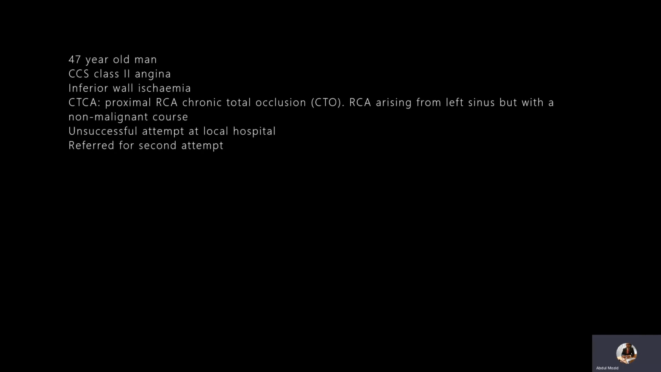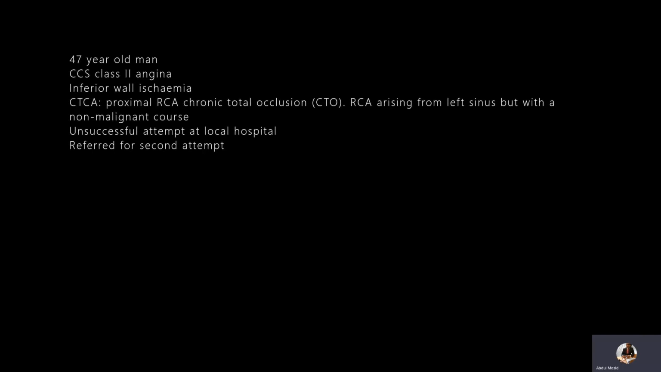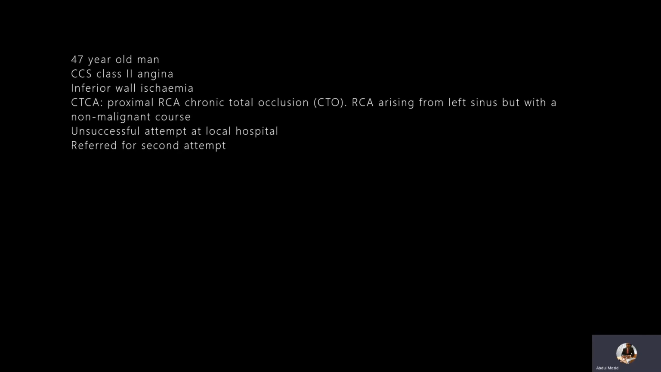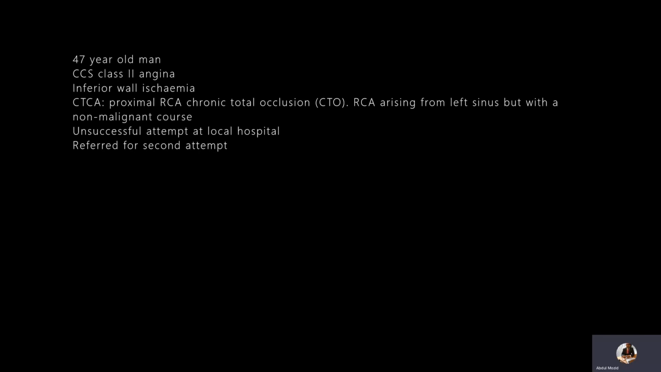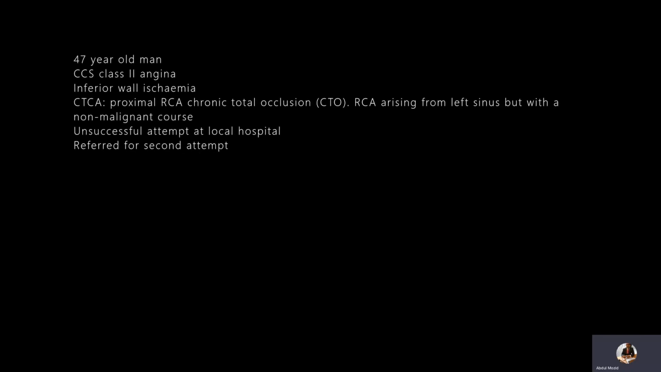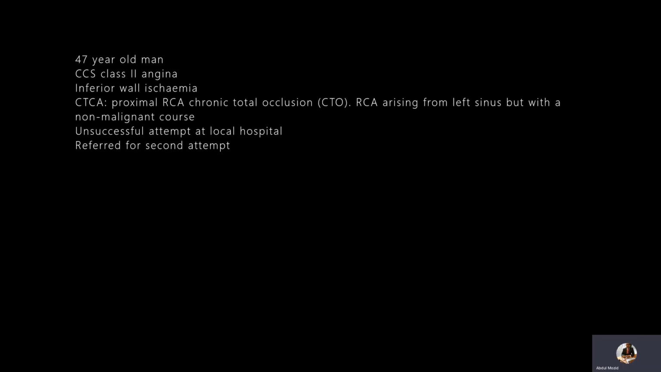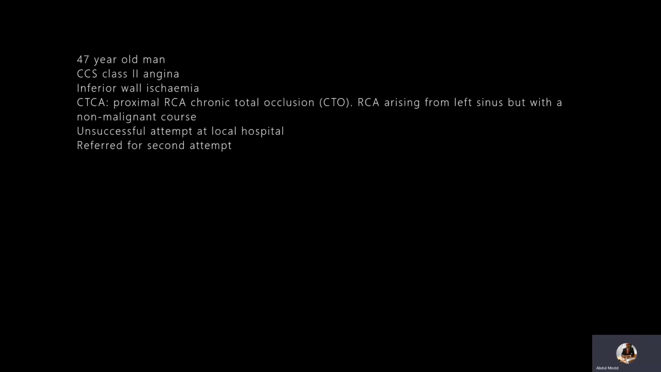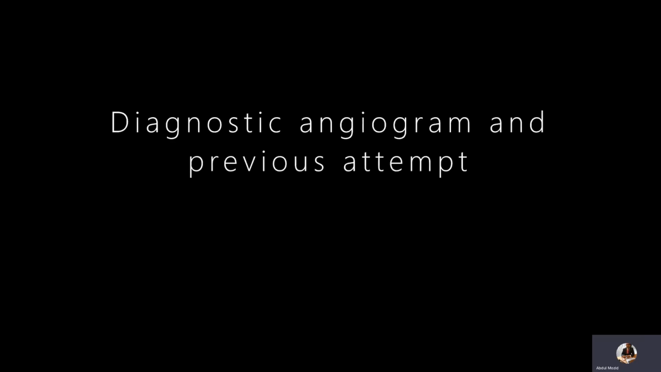So this is a 47-year-old man who presented with CCS class 2 angina symptoms. He was found to have inferior ischemia on perfusion imaging. A CT coronary angiogram showed a proximal RCA chronic total occlusion. The right coronary was seen to arise from the left sinus, but with a non-malignant course. He underwent an unsuccessful attempt at the local hospital at Bradford and was referred to myself for a second attempt.